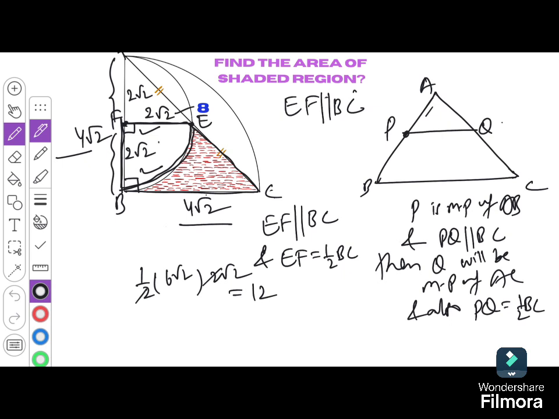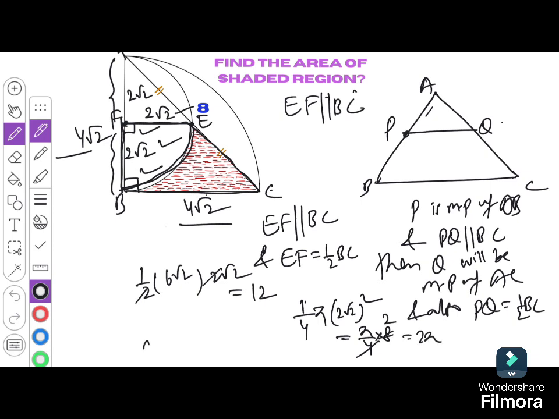And now I will subtract the area of this quadrant. So what will be the area of the quadrant? Area of a quadrant is equal to 1 by 4 pi r square. So what is the r? R is 2 root 2, squared. So pi by 4 times 8, so 2 pi.